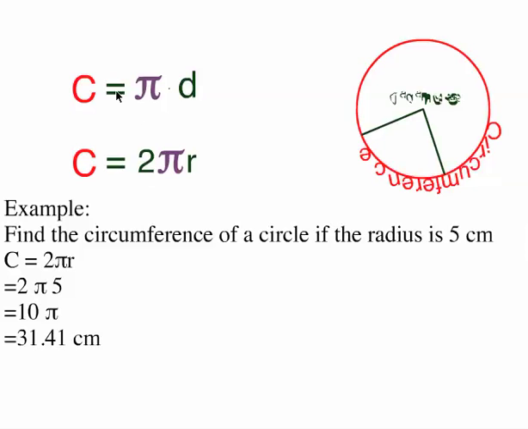Okay, we have 2 formulas. Circumference is pi times diameter, or circumference is 2 times pi times the radius. Okay, and they're both the same because the diameter is 2 times the radius. And that's it for circumference.